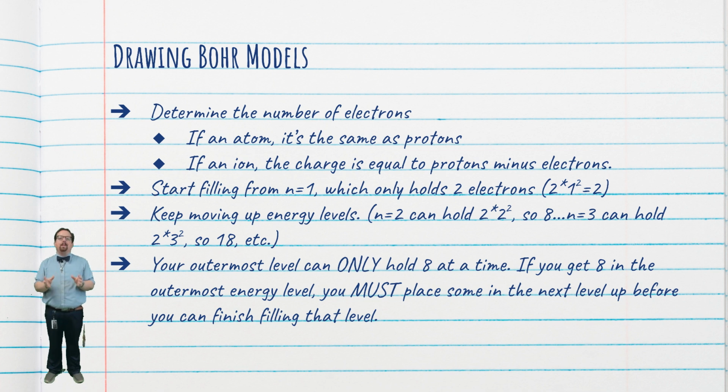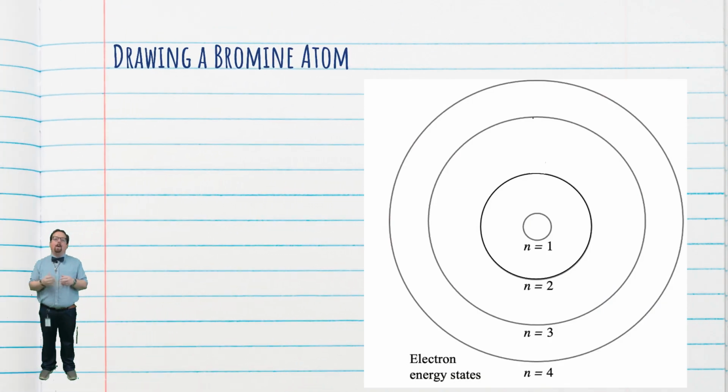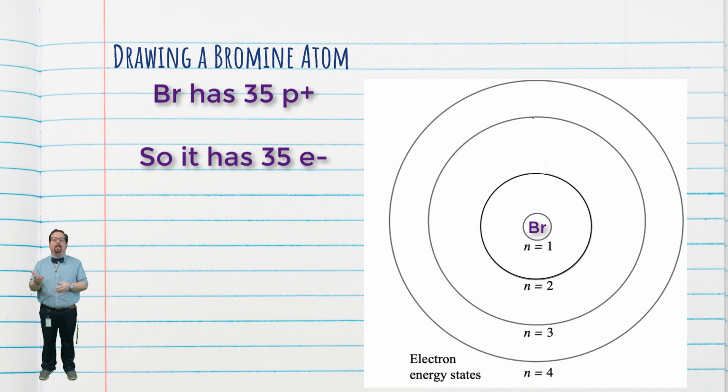There's only one other trick to doing this. You cannot have more than 8 electrons in the valence shell of an atom. So if you're filling level 3 or higher, the ones that can hold more than 8 electrons, you have to stop at 8. Add 1 electron to the next level up, and then go back down and finish filling that level. For example, let's say we want to draw a Bohr model of a bromine atom. Bromine has atomic number 35, which means as an atom it has both 35 protons and 35 electrons.